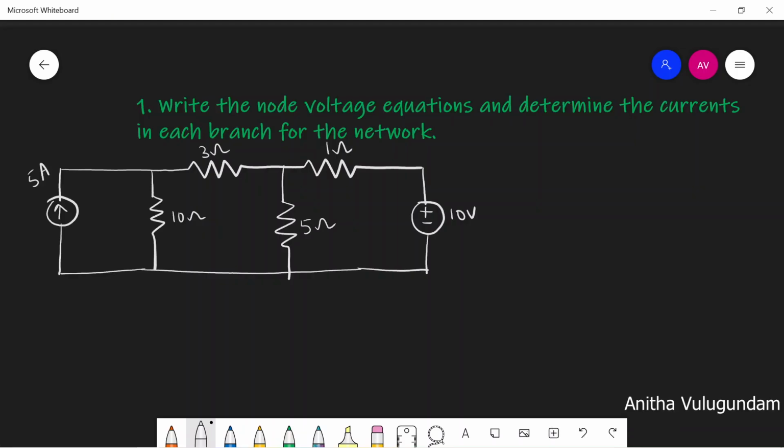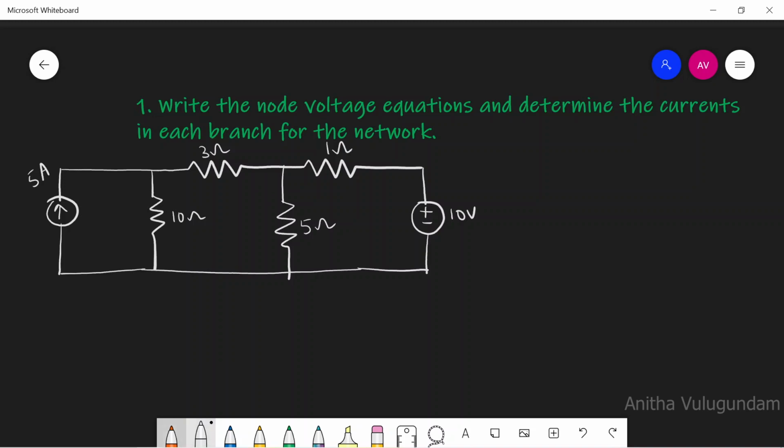Let's see the first problem. Write the node voltage equations and determine the currents in each branch for the network. This is the network given to us. We have to write the node voltage equations and determine the currents in each and every branch. Let us apply the nodal analysis concept here.